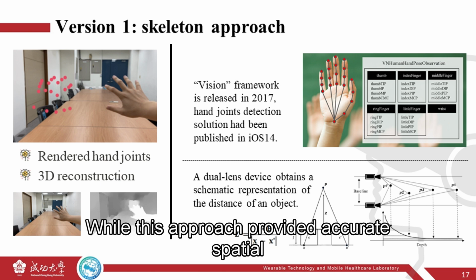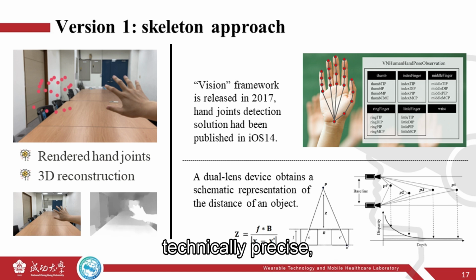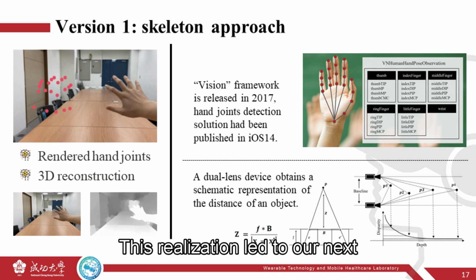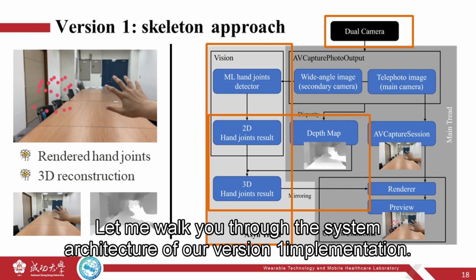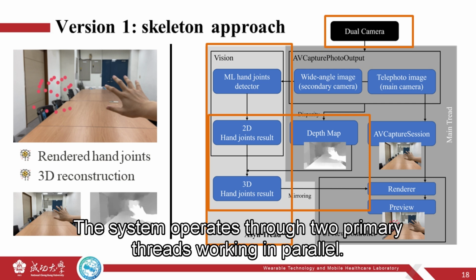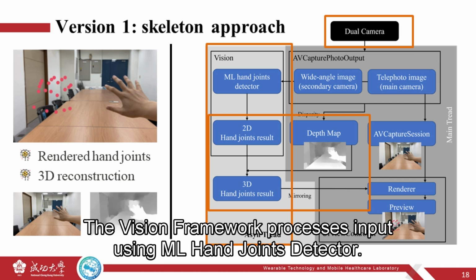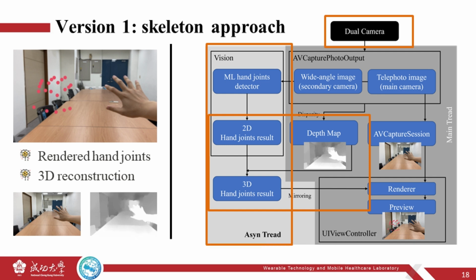While this approach provided accurate spatial tracking, we recognized that the skeletal representation, though technically precise, wasn't sufficiently intuitive for rehabilitation purposes. This realization led to our next development phase. Let me walk you through the system architecture of our version 1 implementation. The system operates through 2 primary threads working in parallel. In the async thread, the Vision framework processes input using an ML hand joints detector. This generates 2D hand joints data, which is then converted to 3D hand joints results.